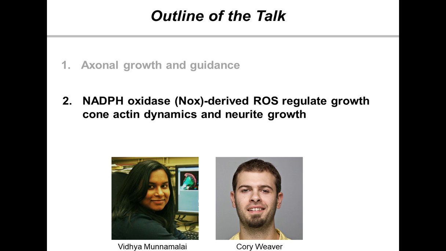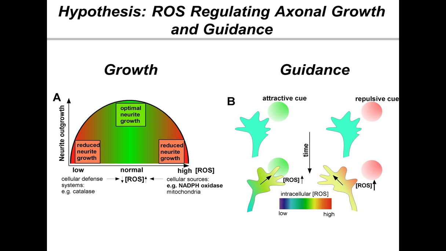Again, these were conducted by Vidya and Corey Weaver. So what are our hypotheses? With respect to growth, we think the most simple hypothesis could be that intermediate ROS concentrations, as shown here in the middle in the green, are best for optimal neurite growth, while too high concentrations on the right and too low concentrations on the left will reduce neurite growth.